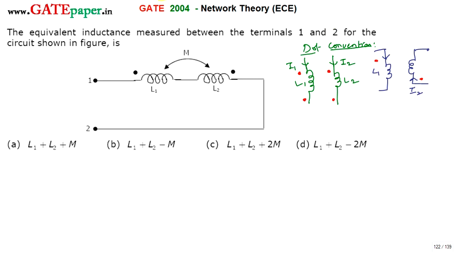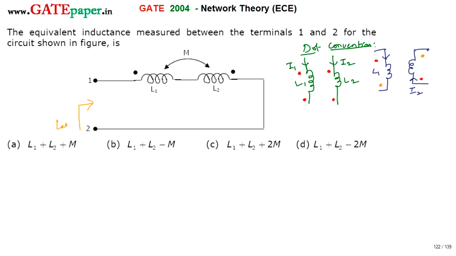Otherwise, if the dot convention is over here and over here, in this case also both the currents are leaving the dots, which means mutual inductance has the same polarity as self-inductance. M and L both will have the same polarity. Otherwise, in other cases, M and L will have opposite polarity. So now we are going to check the mutual inductance across 1 and 2.